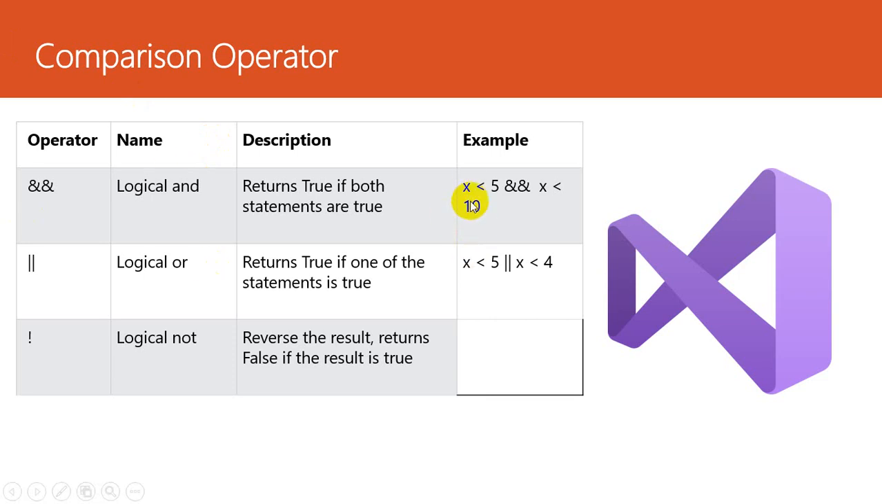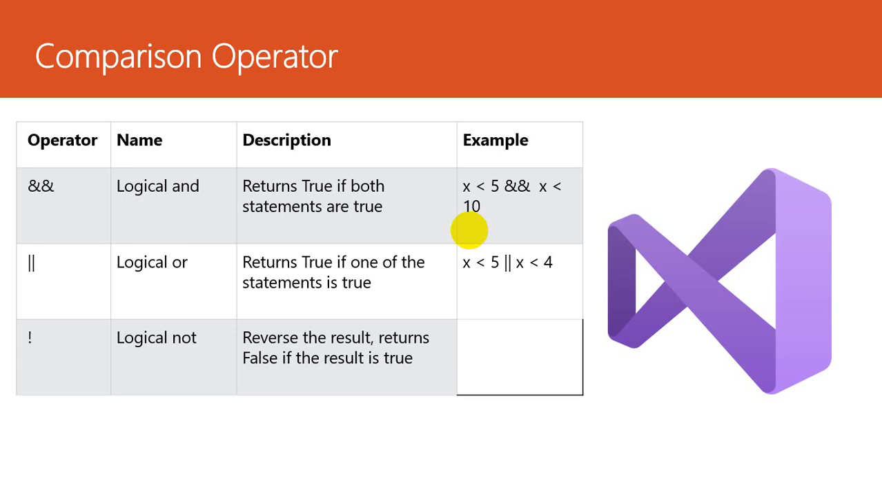Here you can see that a double AND sign is used for the AND operator. If x is less than 5, this compares two values, either true or false. It returns true if both statements are true. It compares two statements on the left and the right side. The left statement in the example is x is less than 5. This is one statement, and after the AND there is another statement, x is less than 10. If the left statement and the right statement both are true, the result will be true.